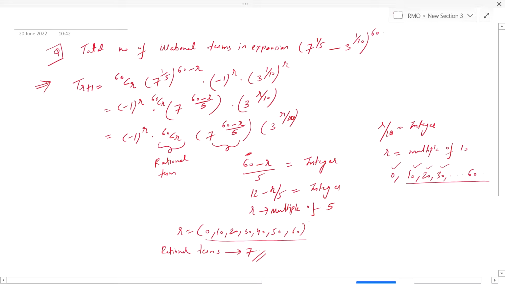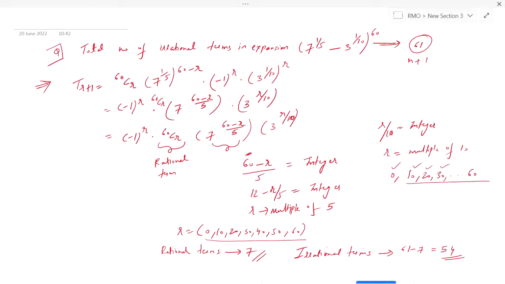So how many irrational will there be? 53. No, there is still a mistake. 54. Yeah, 54. In this case, the total terms will be 61, n plus 1, correct? So n plus 1 minus, 61 minus 7, so it would be 54. Okay. So I'm not giving a similar one, I will give it as a homework part.